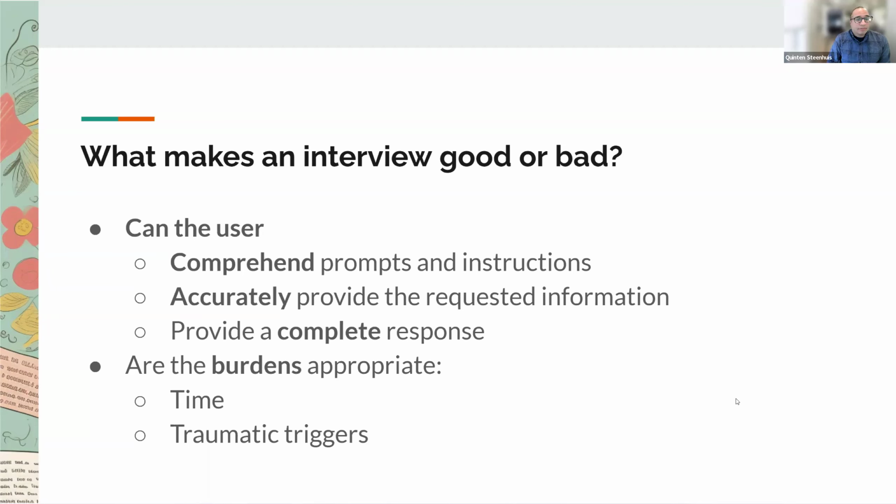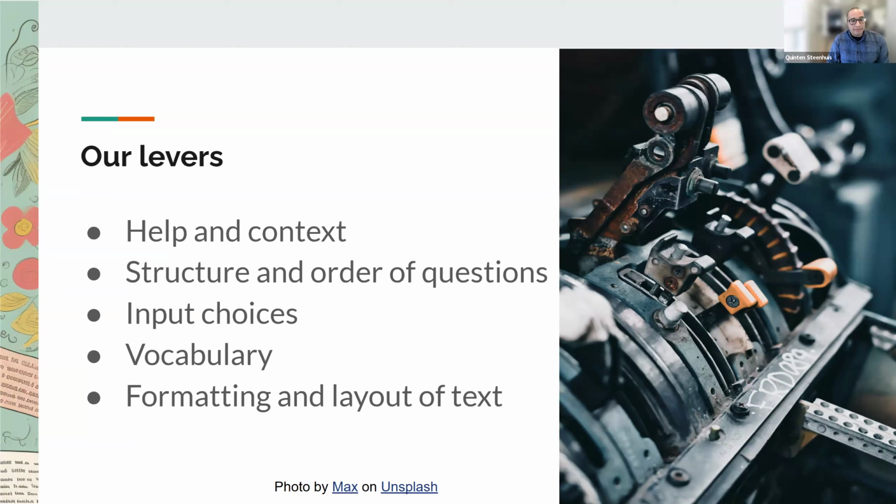And these are really the levers that we have to affect the user's experience. So we can give them help and context on any given screen. We can think about the structure and the order of the questions, making sure that's a sequence that's easy for them to process and use. We get to choose inputs, like that really extreme example of the drop-down for everything. We can think about our vocabulary and the way that we write, paying attention to plain language. And we can also think about things like formatting and layout of text, so it's easy for people to chunk, process, find the important facts really quickly without having to slow down and read long chunks of text that are really dense.